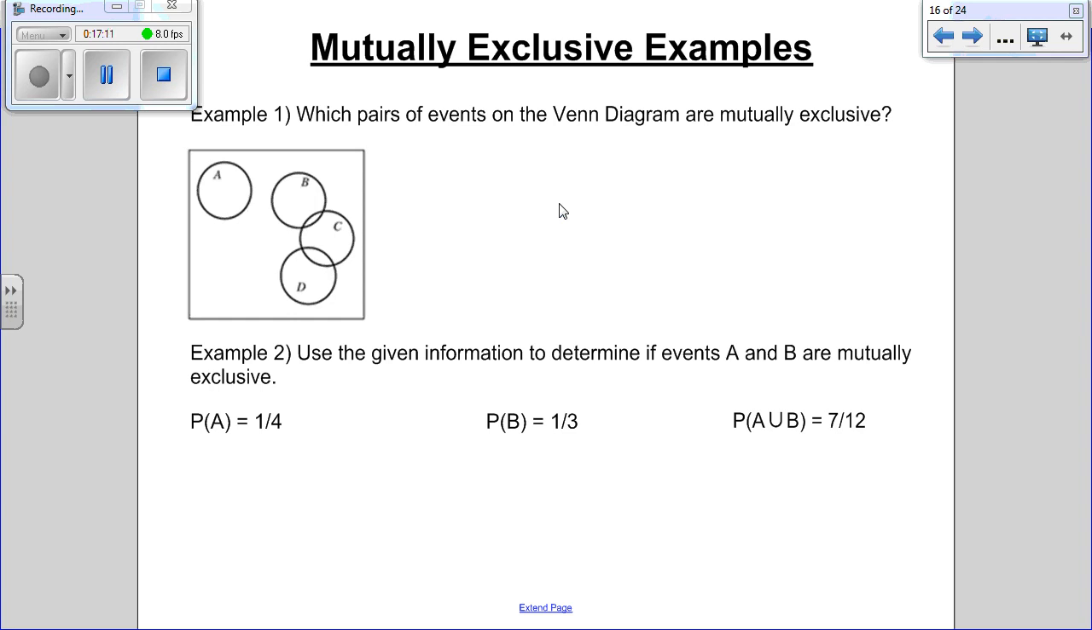I'll give you one pair that's mutually exclusive. A and B could never happen at the same time. They never cross each other. There's no way I have something in A that's also in B. So one set would be A and B. Those would be mutually exclusive from each other.